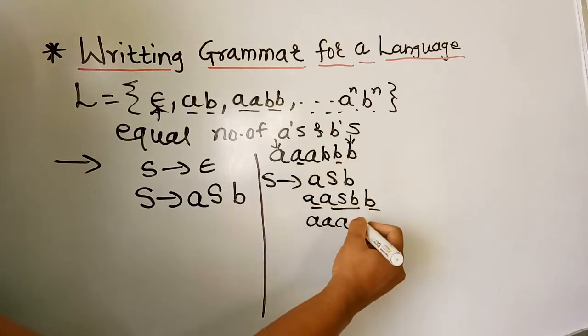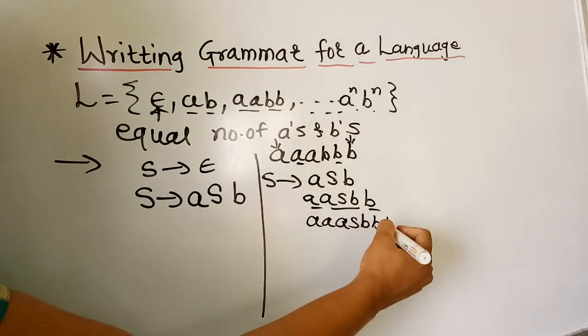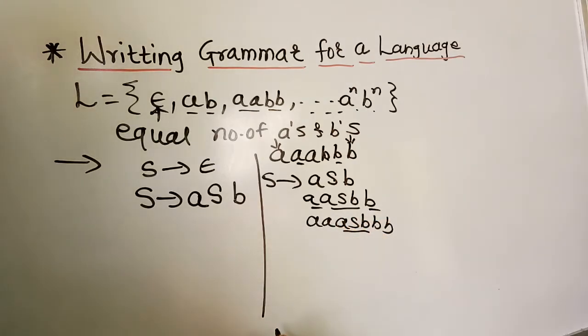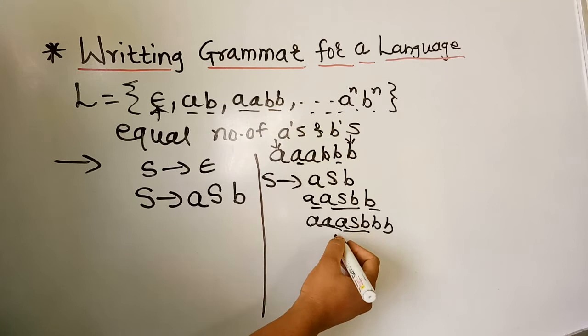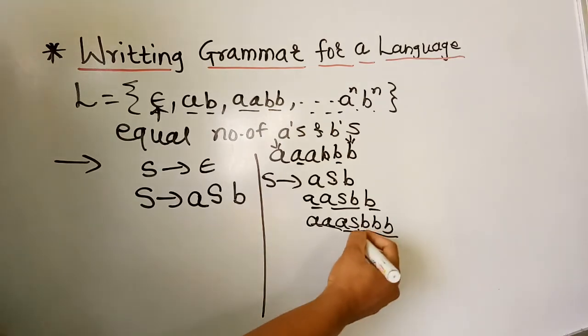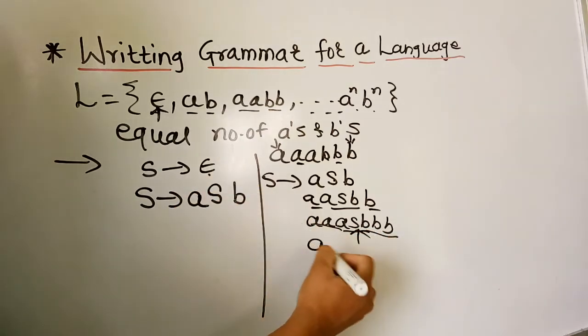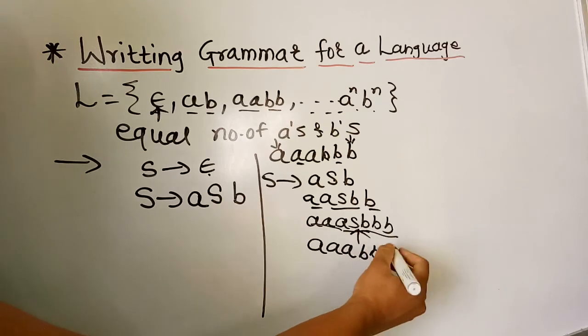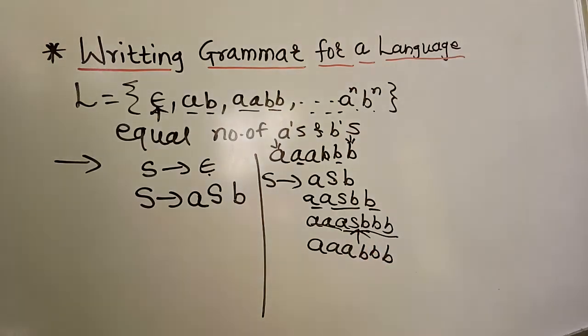That is the A, A, A, S, B, again B, B. Now this was the third term. Now here we have 3 times A, 3 times B achieved. Only replace S with epsilon. So we will get a final answer like A, B, B, B.